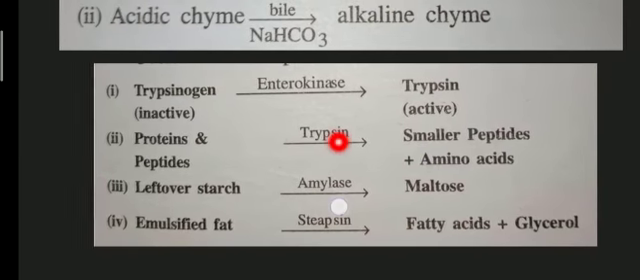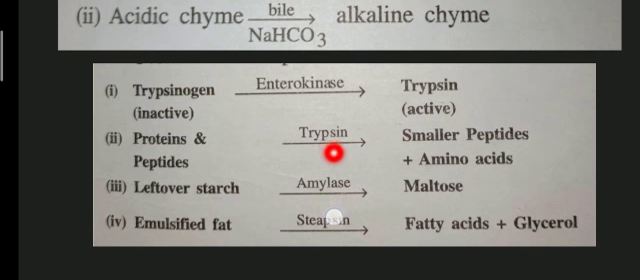Now let us talk about the pancreatic juice. As we said, the pancreatic juice is also secreted in the small intestine. Pancreatic juice contains certain enzymes, that is trypsin, amylase and steapsin. Trypsinogen is in inactive form. Trypsin is in active form. So trypsinogen is converted into trypsin by the help of the enzyme enterokinase, and then trypsin can act upon the leftover proteins and peptides to convert them into smaller peptides and amino acids.